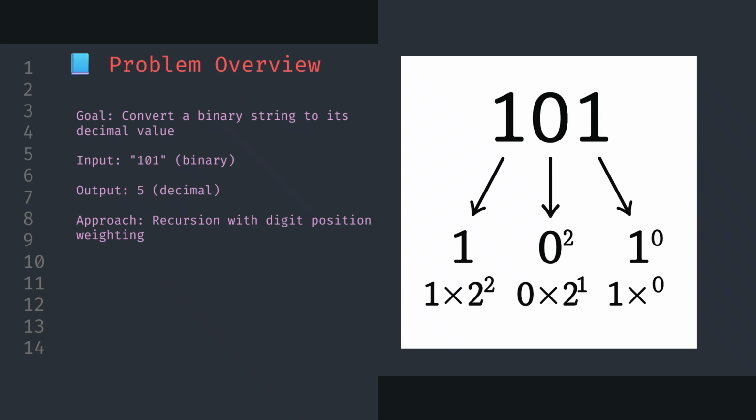We need to convert a binary string like 101 to a decimal number. We'll do this by multiplying each digit by the appropriate power of 2 based on its position. This process will be handled recursively, digit by digit. Let's dive into the JavaScript code.